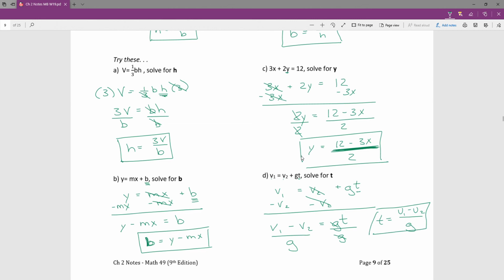And this specific example is a motion equation that you use in physics because you have acceleration. This would be acceleration due to gravity. So things are going faster the longer they fall. And so this is the applied example of that.